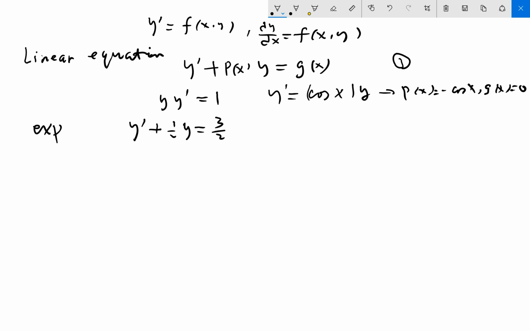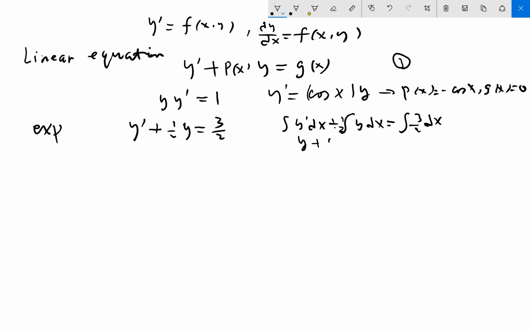Okay, now, let's think about it. How do you solve this equation? You will say, hey, let's integrate on both sides. Okay, so you can do that. If you do that, you get the integral of y prime plus 1/2 y dx equals the integral of 3/2 dx. The first term is fine. Integration is an antiderivative, and the derivative cancels, giving you y.